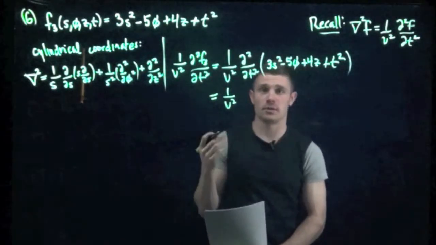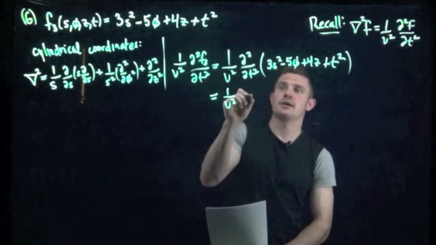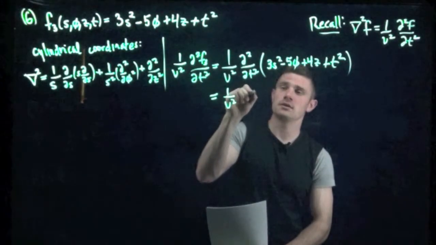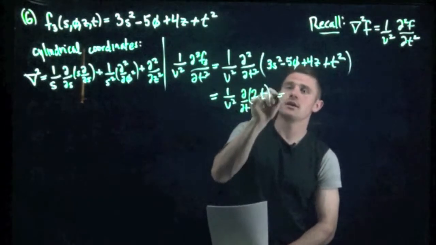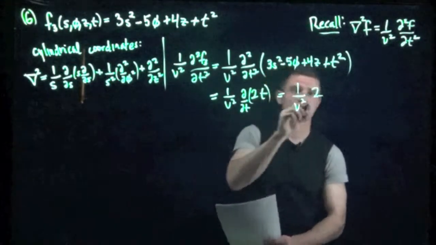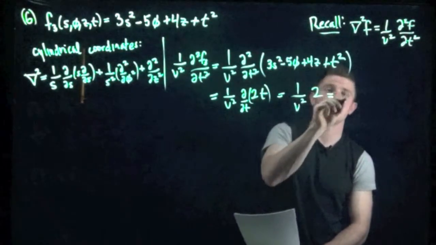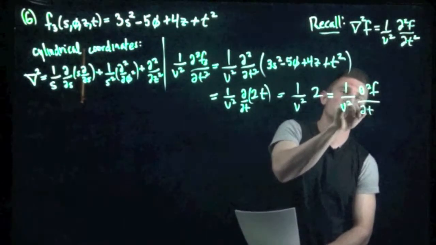And this is 1 over v squared, and then the second time derivative, so all of our spatial coordinates will go to 0 because there's no time dependence, and we'll get a 2t, that's the first derivative with respect to that, and then we'll get 1 over v squared times 2. So this is equal to the right-hand side of our equation, (1/v²)(∂²f/∂t²).